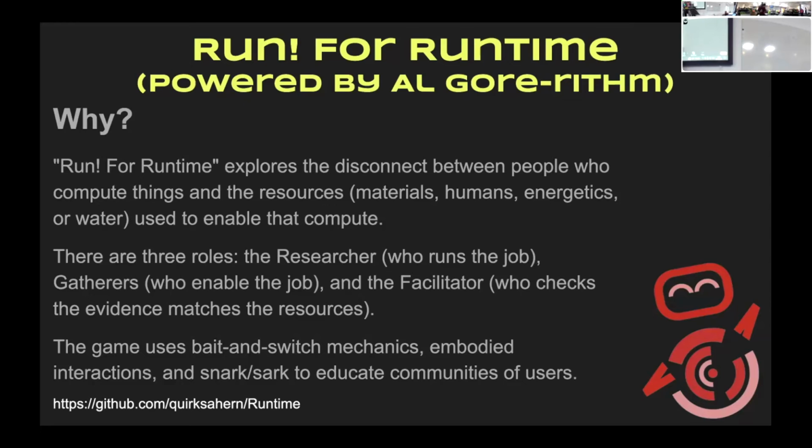Right, so what is this all about? It's about exploring that disconnect between what you see as a researcher using a machine and actually everything else that's happening in the real world. So there are three roles. There's a researcher running the job. We have a facilitator that is making sure that things are done. And we have everybody else, so the real world people and the real world impact of that. And it's a bait and switch mechanism, and we just want you to kind of physically feel what's actually happening. So, yeah.